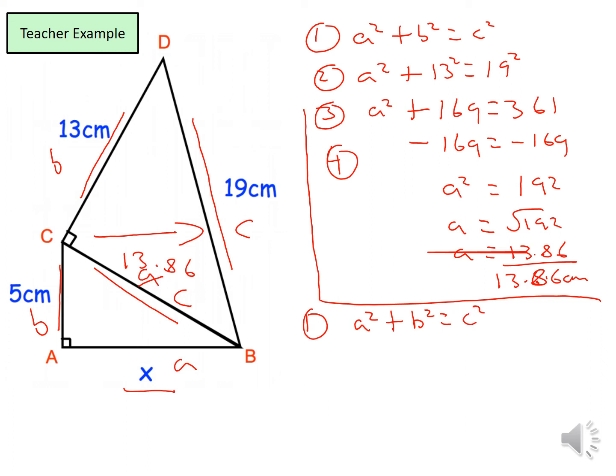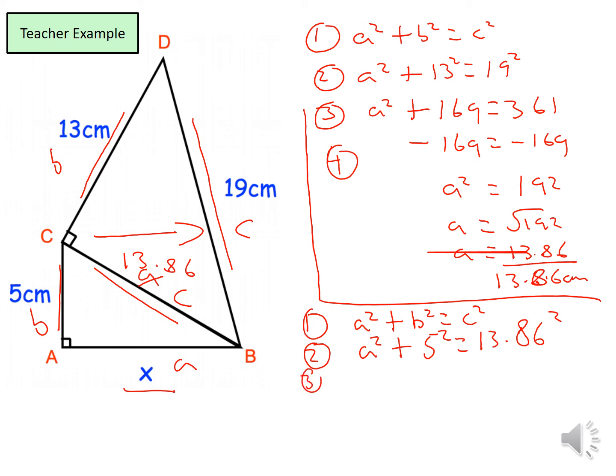You must always write that formula down so it helps you to remember it in an exam, as you won't be given it in an exam. Next step, let's insert the information. So instead of a squared plus b squared, b is 5, so we'll write down 5 squared, and c we have just worked out as 13.86.